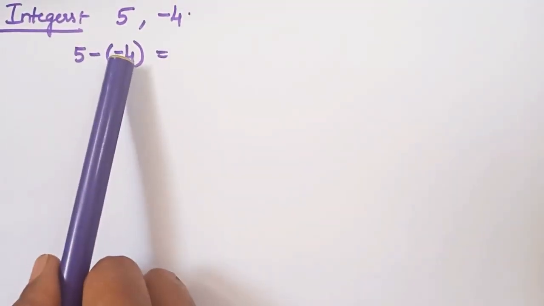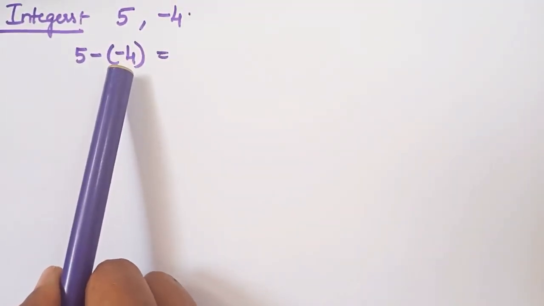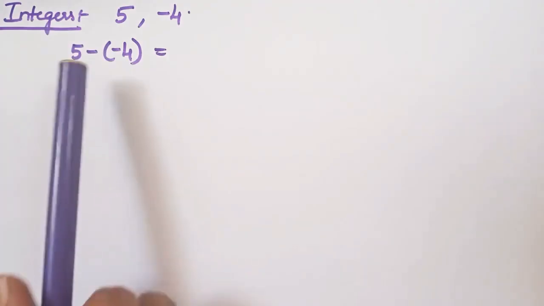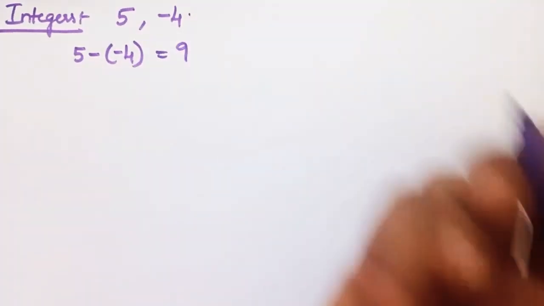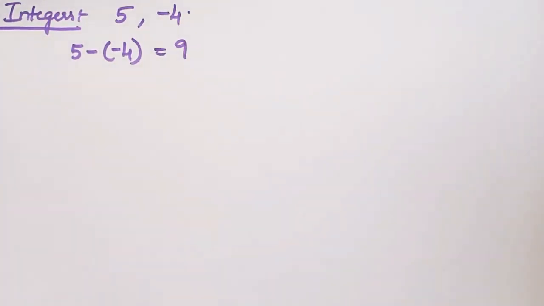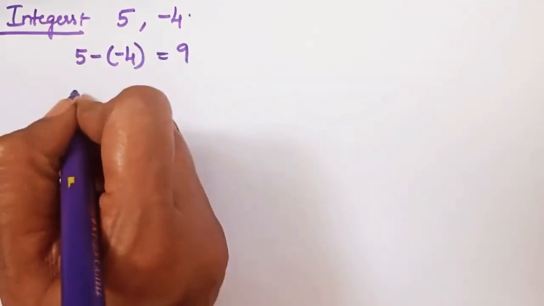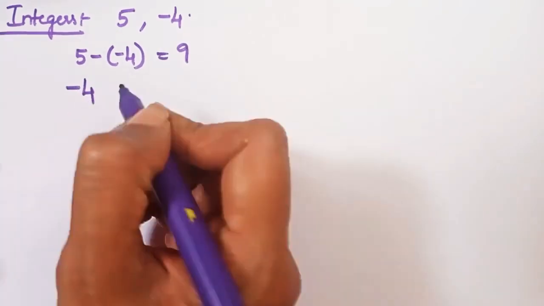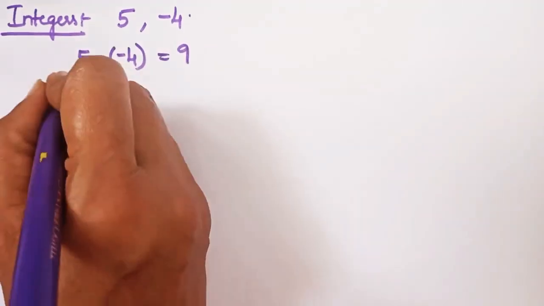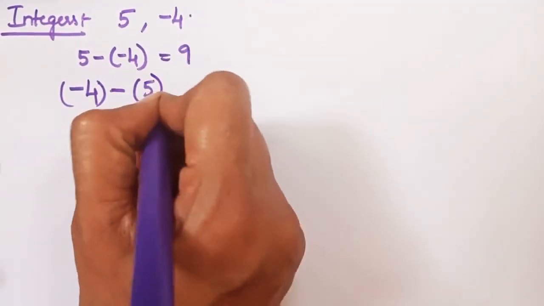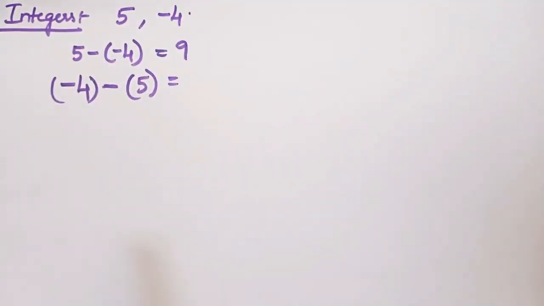Minus of minus will become plus. You are thorough with it in your 7th grade also. Minus of minus becomes plus and 5 plus 4 will give you 9. Okay, but when I reorder, you just see here, this is my B. Therefore, first I am taking my B, minus 4, minus my A, which is 5. So what happens here? B minus A.